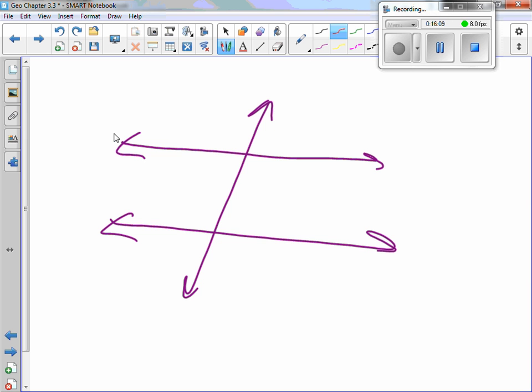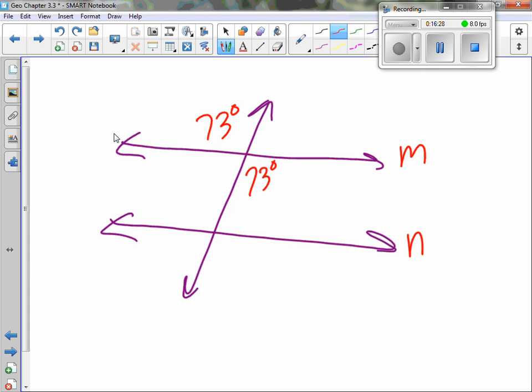Now, we can just look at this one here. I'm going to make one, let's say 73 degrees and 73 degrees, M and N. Do I have enough information here to say that these two lines are parallel? I have some yes, I have some no.